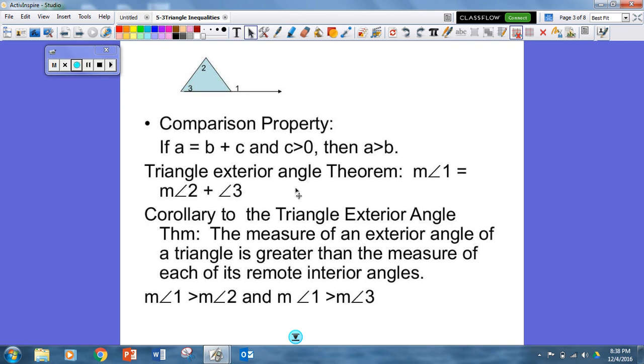The triangle exterior angle theorem states the measure of angle 1 is equal to the measure of angle 2 plus the measure of angle 3. The corollary to the triangle exterior angle theorem says the measure of an exterior angle of a triangle is greater than the measure of each of its remote interior angles. Therefore, the measure of angle 1 is greater than the measure of angle 2, and the measure of angle 1 is greater than the measure of angle 3.